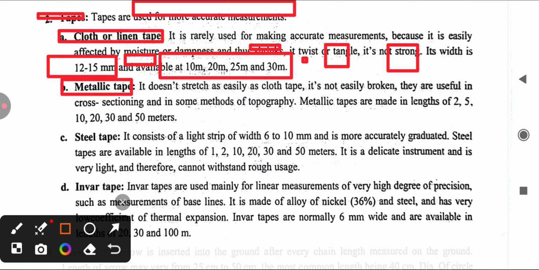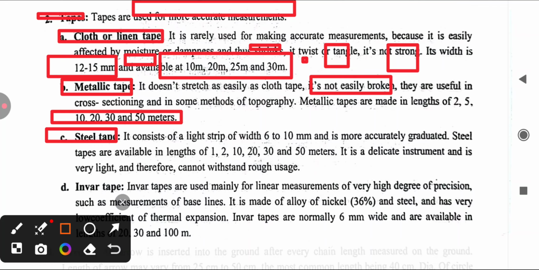And metallic tape, it does not stretch as easily as cloth tape. It's not easily broken and it is useful in cross sectioning and in some methods of topography. Metallic tapes are made in length of 2, 5, 10, 20, 30 and 50 meter. And steel tape, it consists of a light strip of width 6 to 10 mm and is more accurately graduated. Steel tapes are available in length 1, 10, 20, 30, 50 meter. It is a delicate instrument and is very light and therefore cannot withstand rough use.